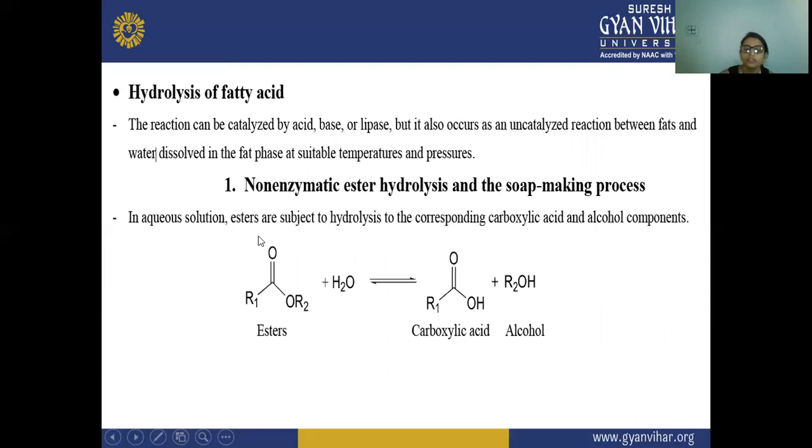Next is your hydrolysis of your fatty acids. Now, hydrolysis of the fatty acid: the reaction can be catalyzed by acid, base or lipase, but it can also occur as an uncatalyzed reaction between fats and water dissolved in the fat phase at suitable temperatures and pressure. So here hydrolysis means in the presence of water, there is a lysis of the fatty acid.